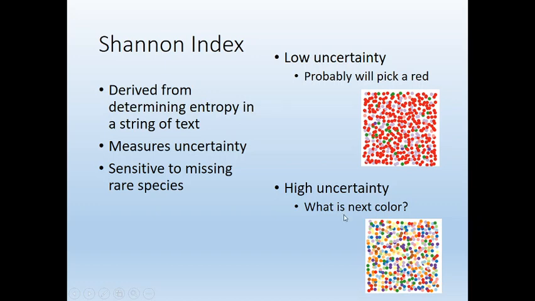But what about this one? How certain are we of knowing what the next color is that we pick out of it? If this is a jar of jelly beans and we're going to pull out a color, pull out a species, are we going to know what species that is? And the answer is no. So we have high uncertainty.